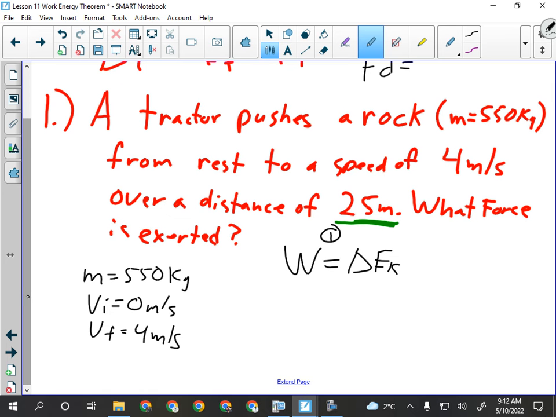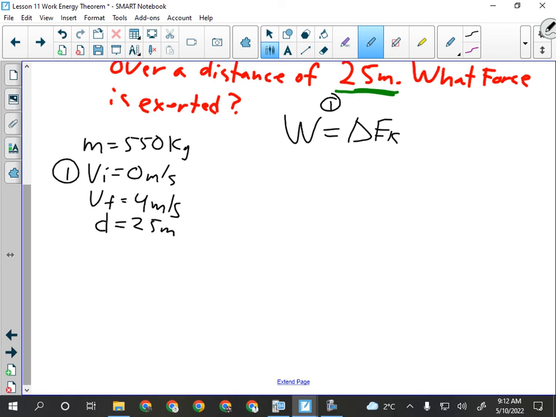Okay? The last given we have is the distance that the tractor pushes the rock, and that's 25 meters. Okay? And obviously you get a mark for your givens, just like always. All right, so my next step here is that now that I know what kind of energy is changing, and I know what my givens are, I need to take this formula, W equals delta EK, okay, so work equals the change in kinetic energy, and I need to expand it out.